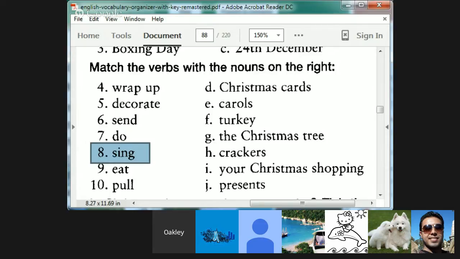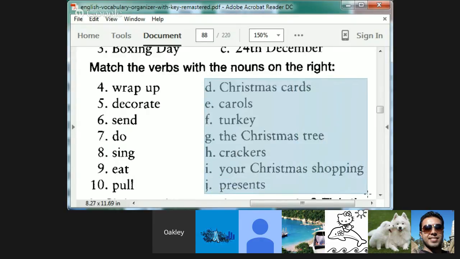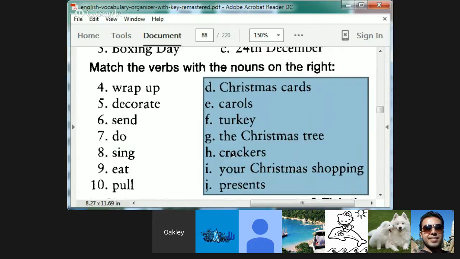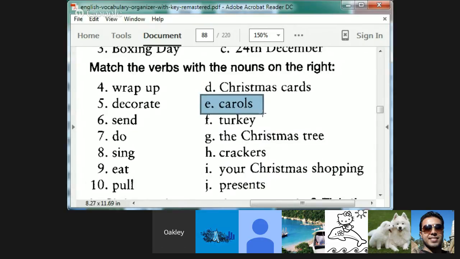Okay. Leonardo, what do you sing? Music? Sing? What is music over here? Do you know? Carols? Yes, very good. Carols are specifically holiday-oriented songs. Sometimes just called Christmas carols. Do people in your country sing Christmas carols?